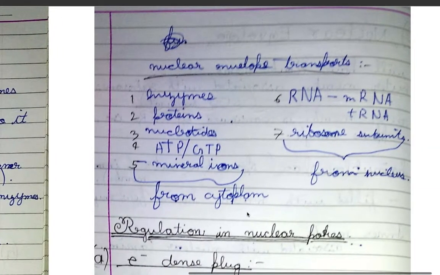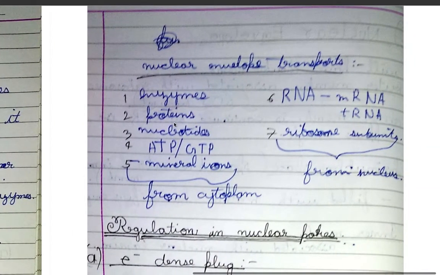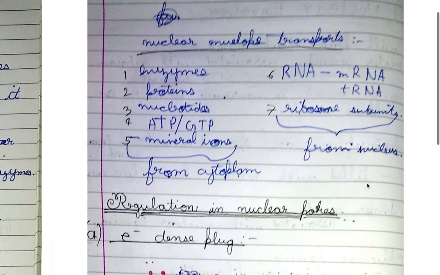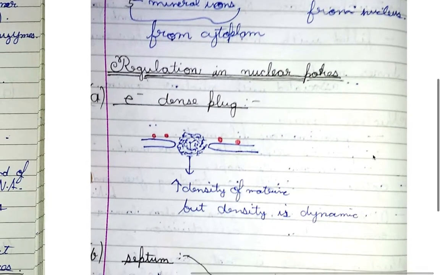Now, the nuclear envelope transports the following: enzymes, proteins, nucleotides, ATP or GTP, and mineral ions. These are transported from the cytoplasm. And RNA, that is mRNA and tRNA, and ribosome units are transported from the nucleus. These seven things are transported.